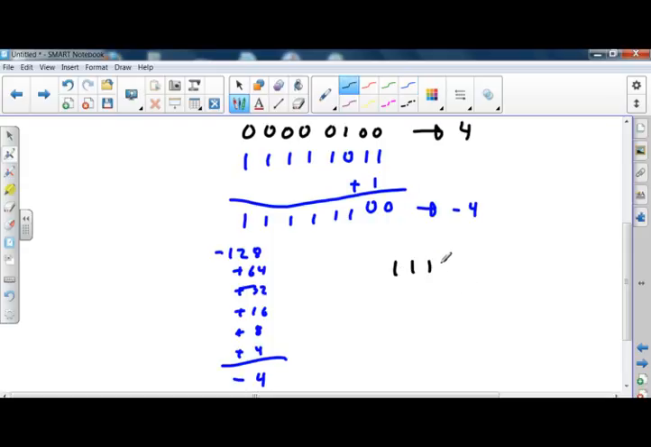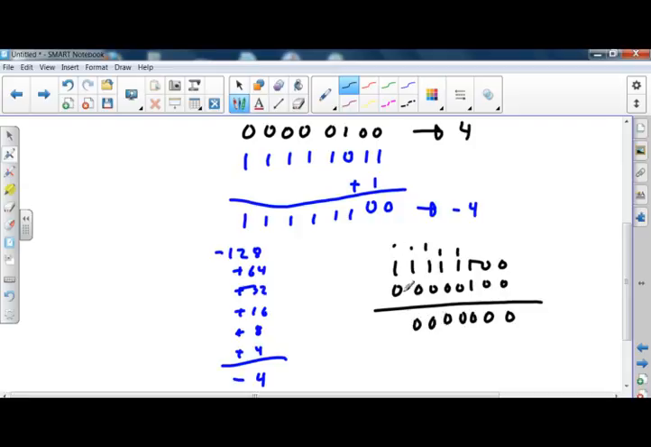1, 1, 1, 1, 1, 1, 0, 0 plus 0, 0, 0, 0, 0, 1, 0, 0. All right, I'm going to add those. 0, 0, 0, 0, 0, 0, 1, 1, 0, carry the 1. 1, 1, 0, carry the 1, and so on across every column. Notice that that carry is outside of the 8-bit math system. It is a carry. The number I have is 0. I added 4 and negative 4, and I got a 0.